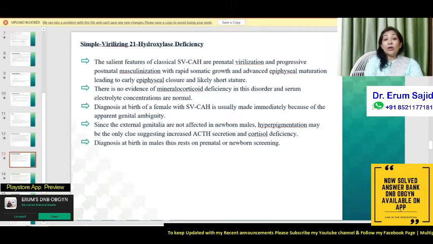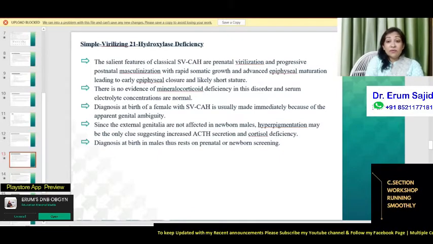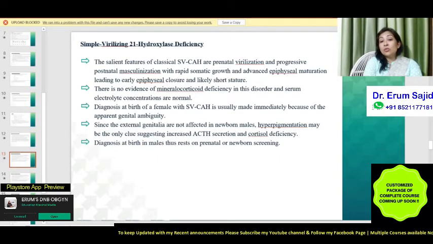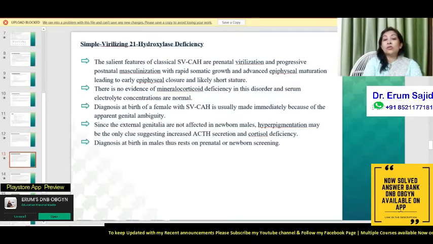Diagnosis at birth of a female with simple virilization is very immediate because of the apparent genital ambiguity. Since the external genitalia are not affected in newborn males, hyperpigmentation may be the only clue suggesting increased ACTH secretion and cortisol deficiency.